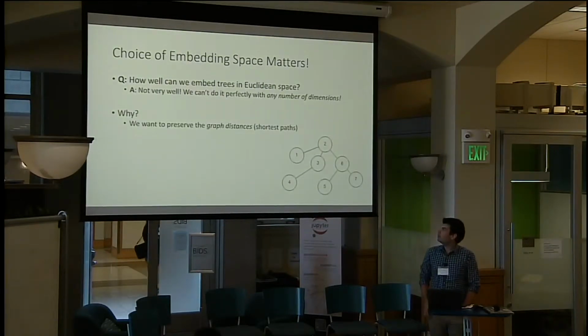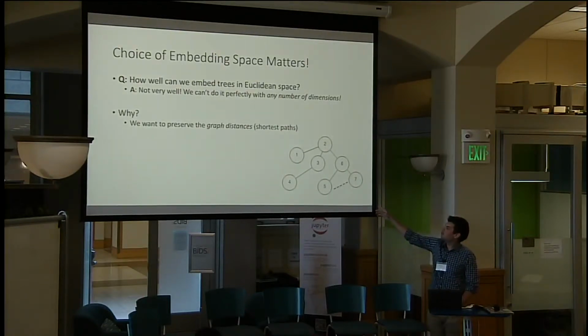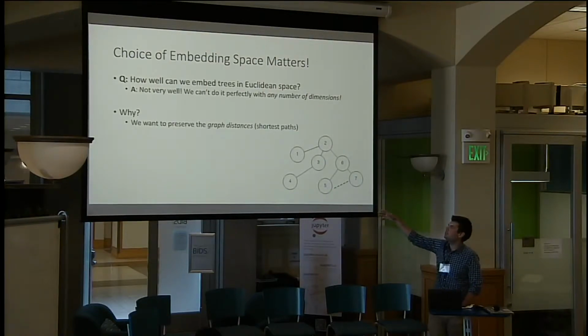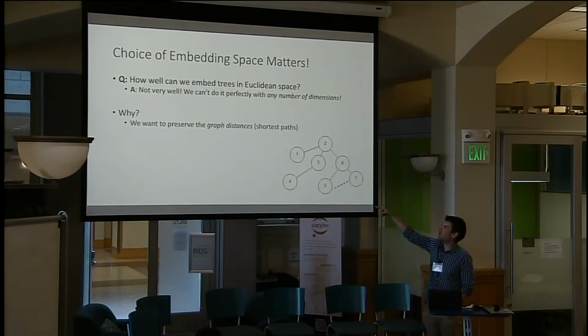So that sounds a bit weird. Why is that? So let's try to embed this really simple tree. What this means is that we want a vector for each of these different nodes, and we want the distances to be the same as they are in this tree. So here, 5 to 7 should be a distance of 2, because you have to go back up to the parent 6 and down to 7.